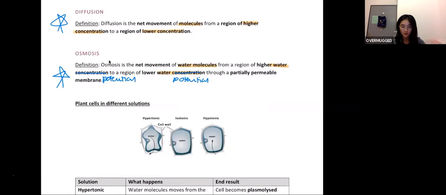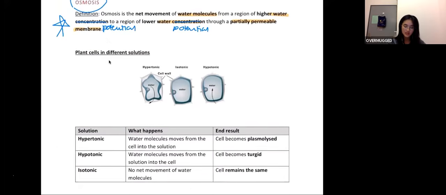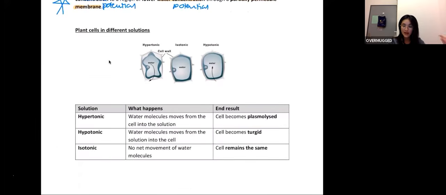Now, take note, osmosis must have a partially permeable membrane. Not can, I'm talking about must. There must be a partially permeable membrane for osmosis to take place. Whether that be a Visking tubing or a cell membrane, doesn't matter, as long as there is a partially permeable membrane. So next thing is, how do plant and animal cells act in different types of solutions? There are 3 types of solutions: hypertonic, isotonic, hypotonic.